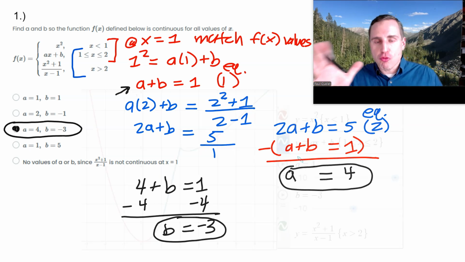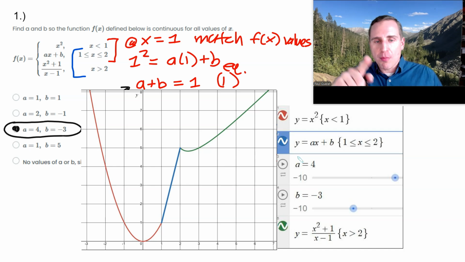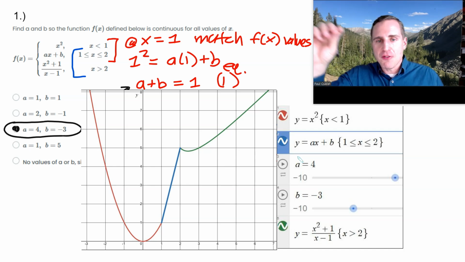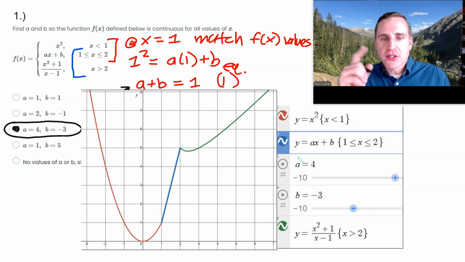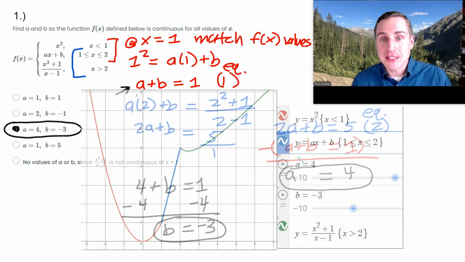Now, by the way, you can graph this. You can show where the parabola meets the linear function on the left-hand endpoint, x equals 1, and then where the linear function meets the right-hand endpoint at x equals 2, and that should work out just fine. So let's consider this problem done, and let's move on.